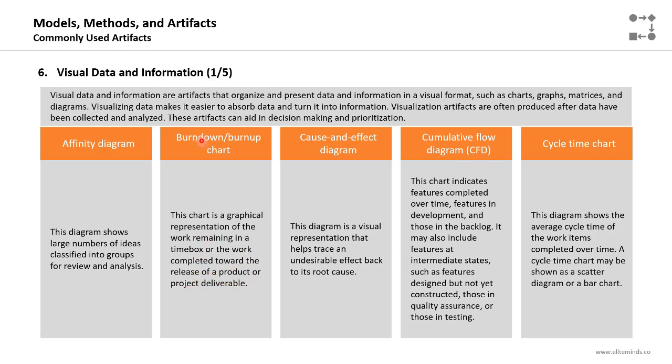So the burn down is known as the burn down because it shows the work remaining in a specific time box, while the burn up is used to show the work completed toward the release of a product. Both are visual data and information artifacts that are frequently used to make it accessible for all the stakeholders in the project to see the project progress at any time.